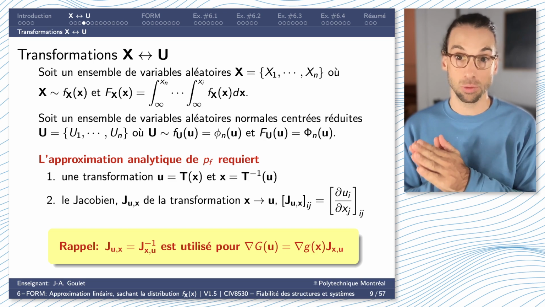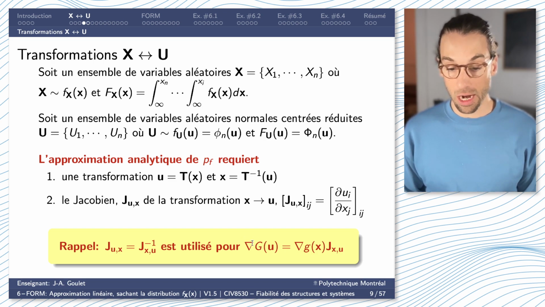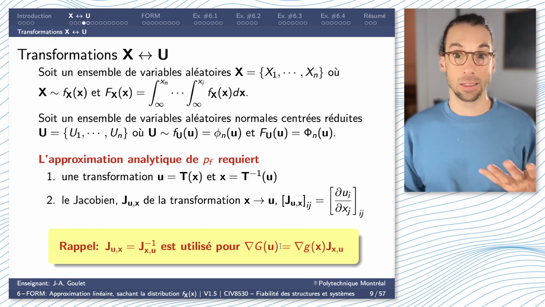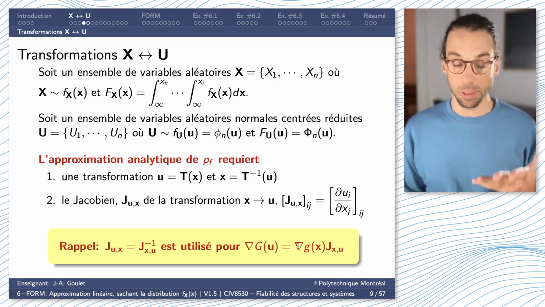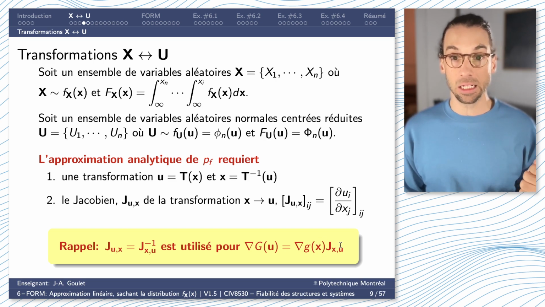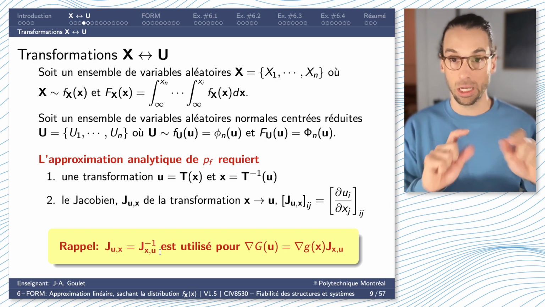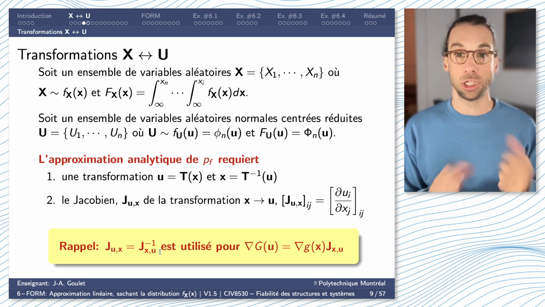We are going to need that Jacobian in order to evaluate the gradient of our limit state function, because we're going to need to evaluate that gradient in the U space, the standard normal space. That gradient in standard normal space, based on the chain rule of derivatives, is going to be the gradient in the original space x times the gradient of x with respect to u. And keep in mind that the gradient of u with respect to x is simply the inverse of the gradient of x with respect to u. So I can flip from one to the other by simply taking the inverse.